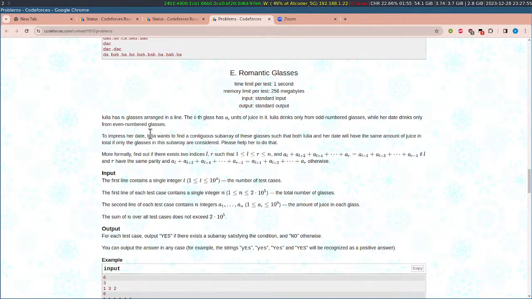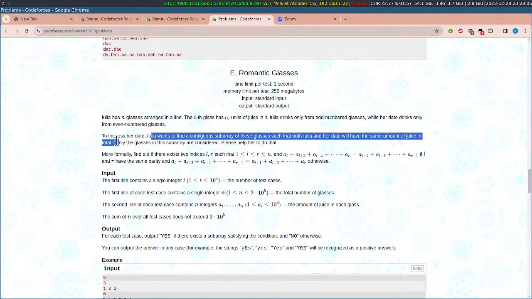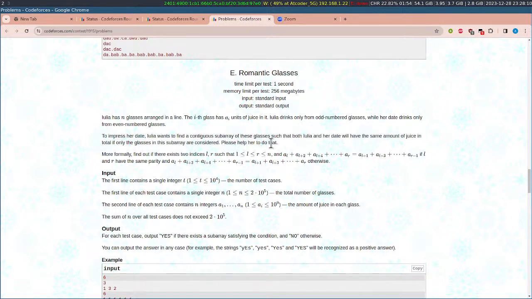To impress her date, Julia wants to find a continuous subarray of these glasses such that both Julia and her date will have the same amount of juice in total if only the glasses in this subarray are considered. Please help her to do so. More formally, find out if there exist two indexes L and R, such that 1 ≤ L ≤ R ≤ N, and a_L + a_{L+2} + ... + a_R equals a_{L+1} + a_{L+3} + ... + a_{R-1} if L and R have the same parity, and otherwise there is some other definition.